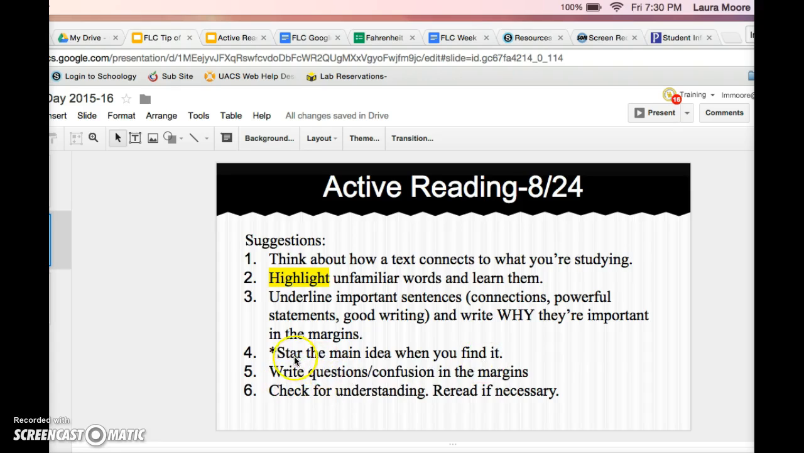And one of the things that I would say helps the most is to jot any questions or confusions you have in the margins. When I have students who come up and say, I didn't understand this, and they can't guide me at all to where they kind of got lost, then it's really hard to help.